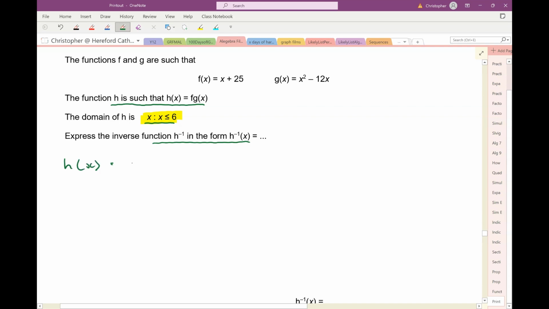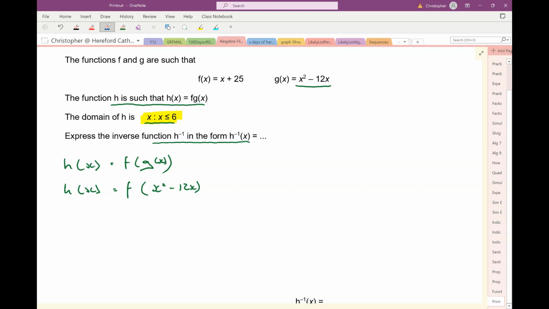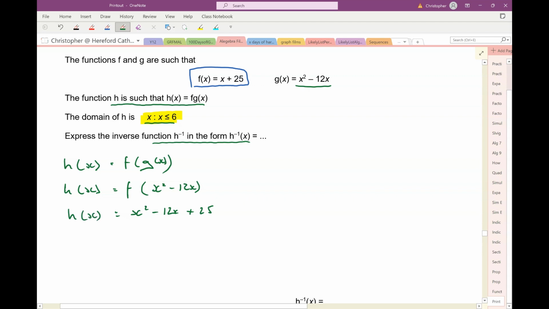Let's start off by working out what h(x) actually is. Now I know that h(x) is f of the g(x). And I know what g(x) is. So h(x) is f(x² − 12x). And I know how to f something because I'm told how to f something there. So to do that, I have whatever I'm f'ing, and I add 25. So there is my expression for h(x). And now I can get on and find the inverse function.